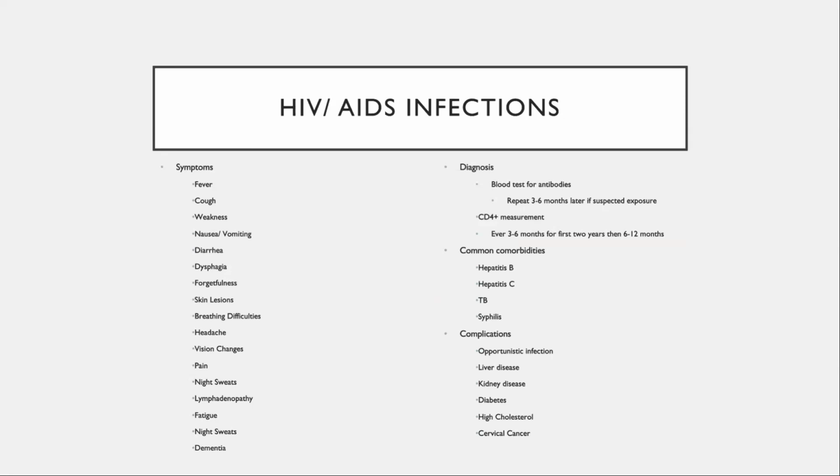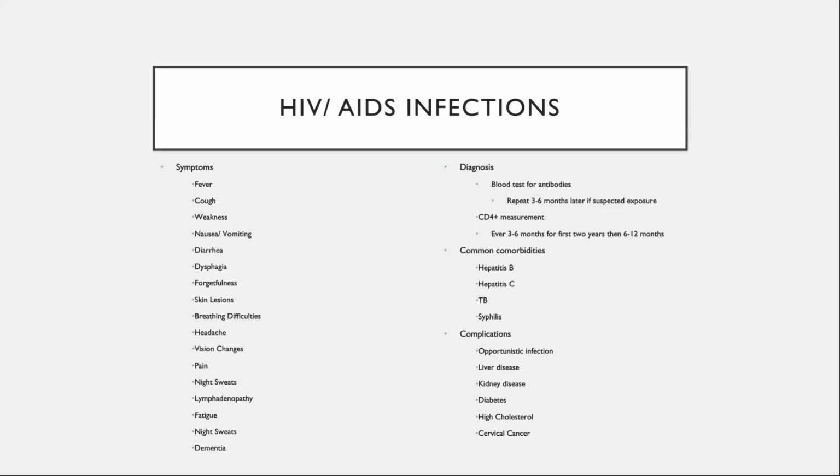In addition to the CD4 measurement, we can also diagnose it through blood tests for antibodies. If we suspect that there's been some form of exposure and the antibody test comes back negative, we can repeat it in 3 to 6 months. The CD4 cells are measured every 3 to 6 months for the first 2 years of treatment, and then every 6 to 12 months after that.